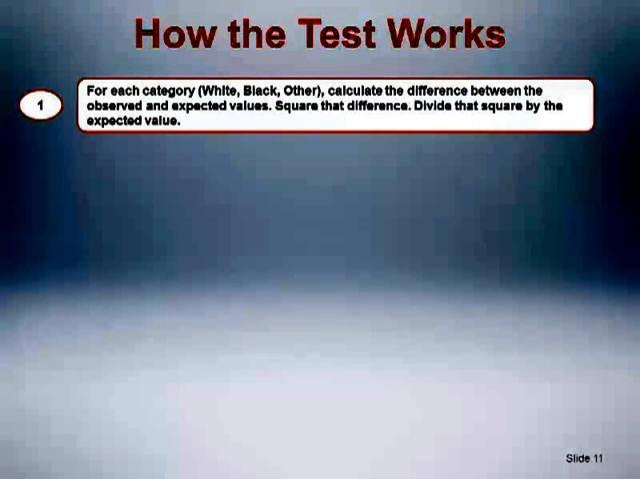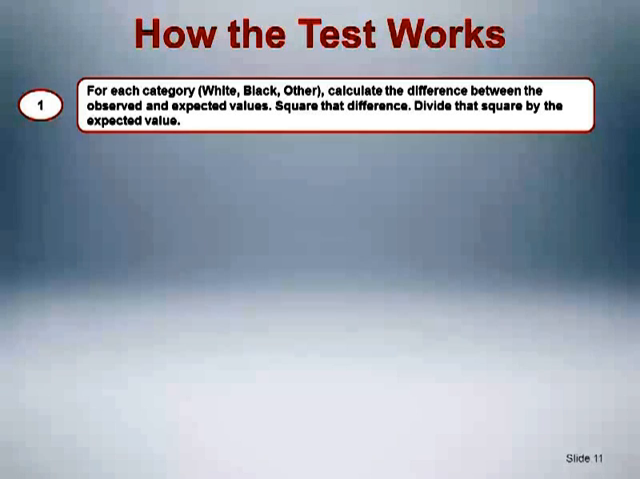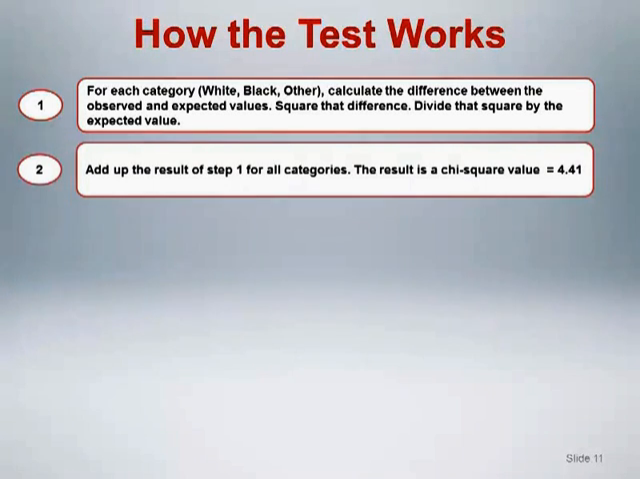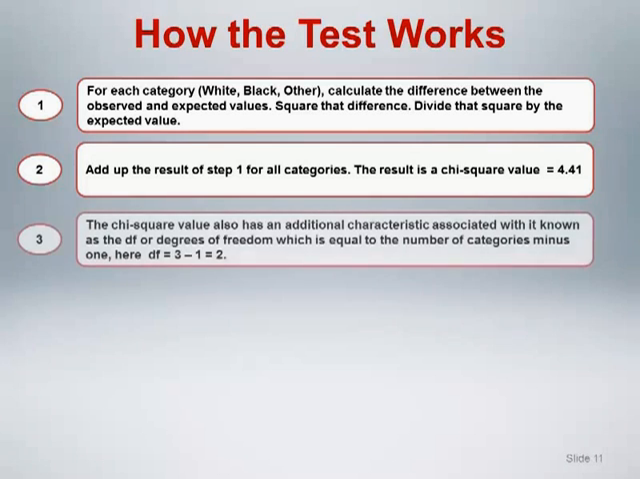Without going into too much detail, let's talk about how this test works. For each category, white, black, other, calculate the difference between the observed and expected values. Square that difference. Divide that square by the expected value. Add up the result of step 1 for all categories. The result is a chi-square value equal to 4.41. The chi-square value also has an additional characteristic associated with it known as the DF, or degrees of freedom, which is equal to the number of categories minus 1. Here the degrees of freedom equals 3 minus 1, or 2.